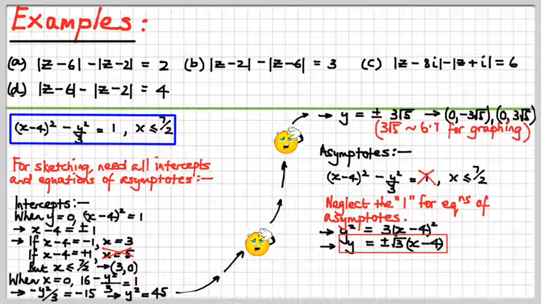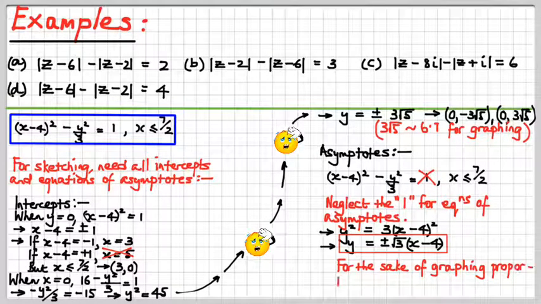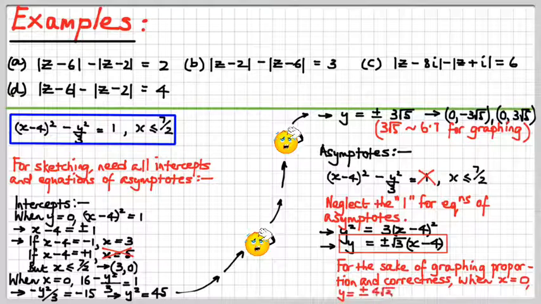Good. There, another box, honorary box. So that's for the asymptotes. Now, what else? Good heavens, there can't be any more. Oh, for the sake of graphing proportion, I'm actually thinking I need to get the intercepts of the asymptotes. Is that right? What have I done there? When x is 0, yeah, oh yes.